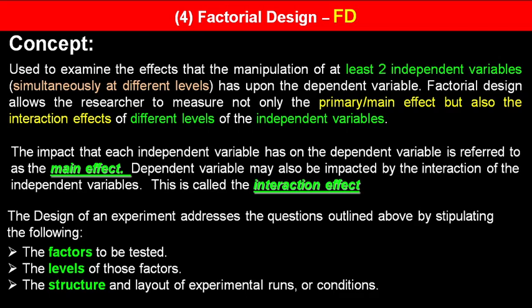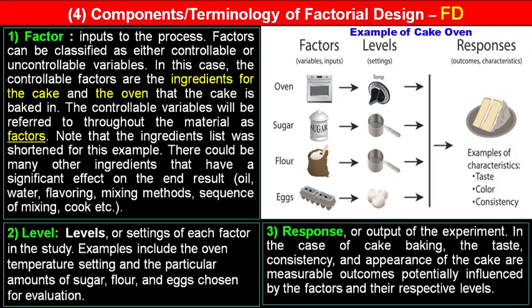This is called interaction effect. The design of an experiment addresses the questions outlined above by stipulating the following factors, that are: the first is the factors to be tested, the levels of those factors, and the structure and layout of experimental runs or conditions. Let us understand it with the help of an example. We are taking an example of a cake.